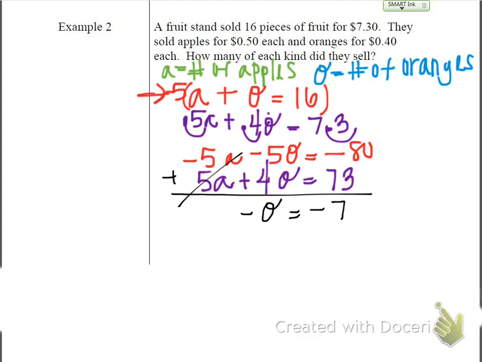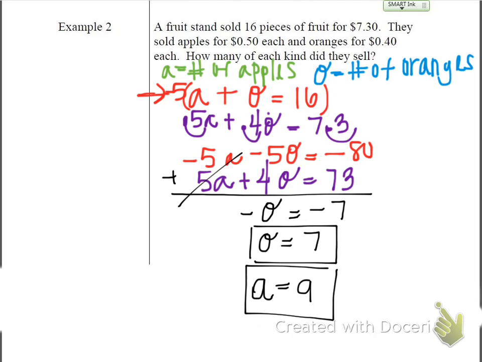So how many oranges did we sell? 7. So then, going back up to the red equation, apples plus oranges is 16. So when I subtract 16 minus 7, that gives me apples is what? 9. It's always going to be that way. Every single time.